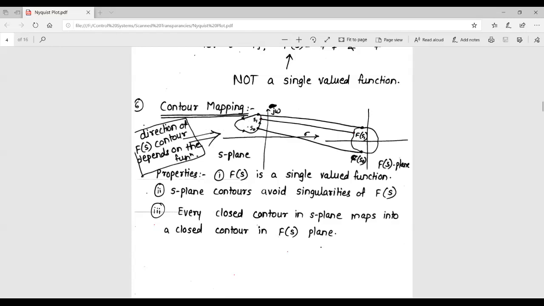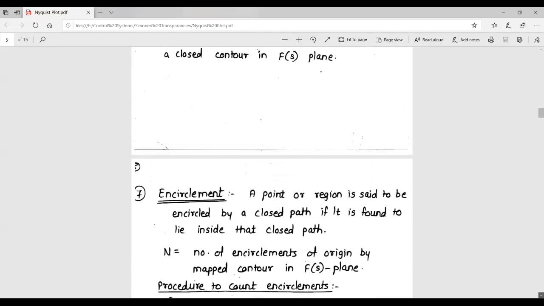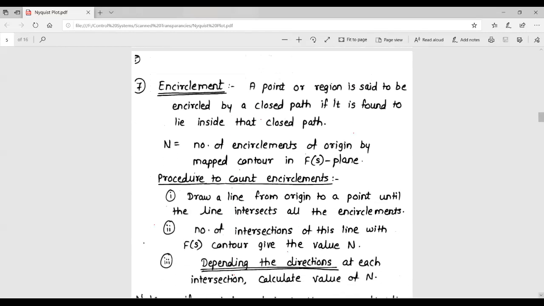Okay, now I think the points are clear. What we have seen: analytic function and singularity. Then we have seen mapping. What is mapping? S-plane and f of s-plane. Then we have seen single valued function, and then contour mapping. Now the most important part of this is called encirclement. This is the last point in this session.